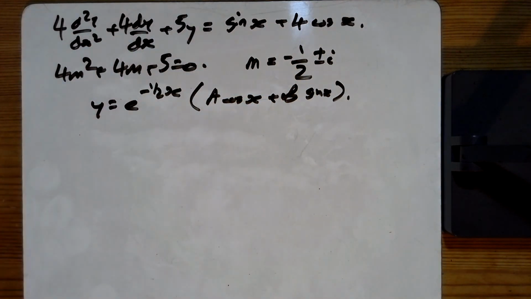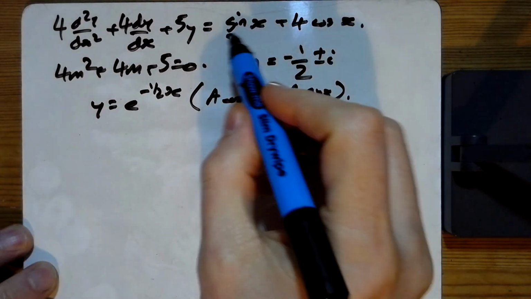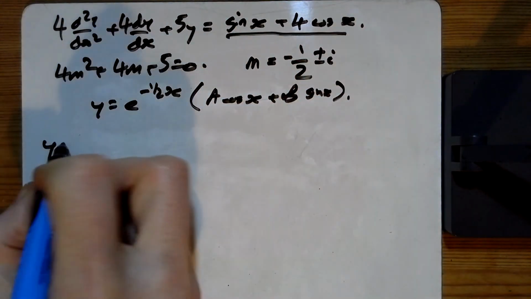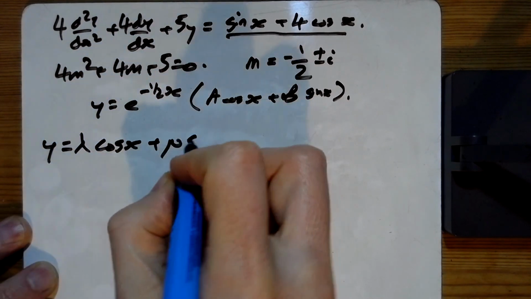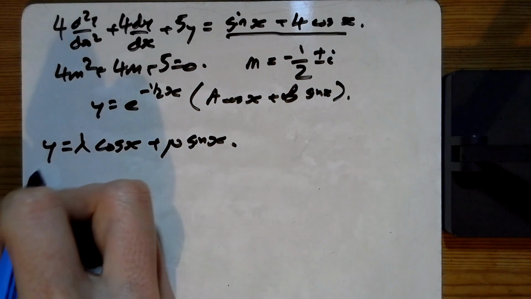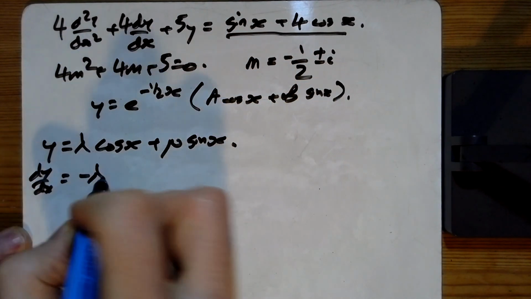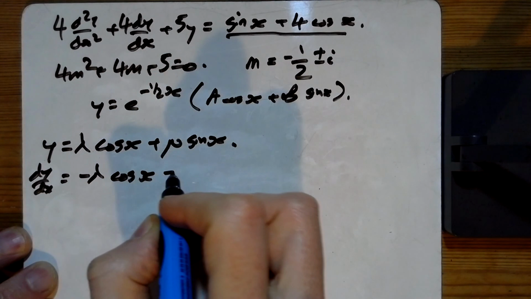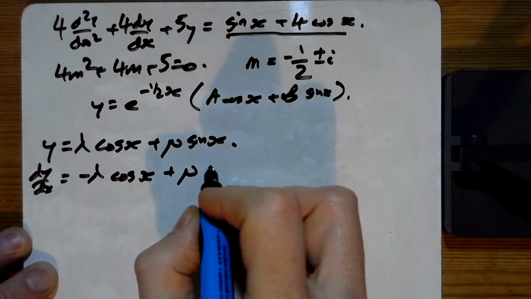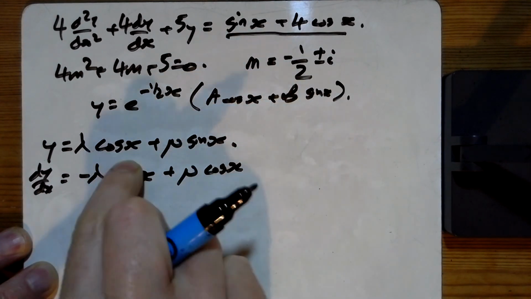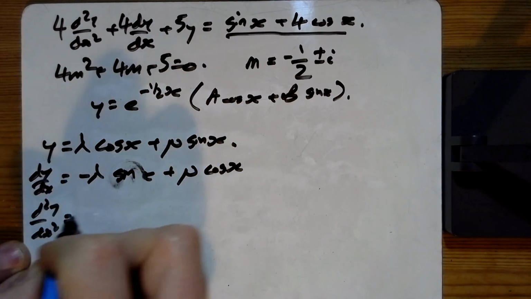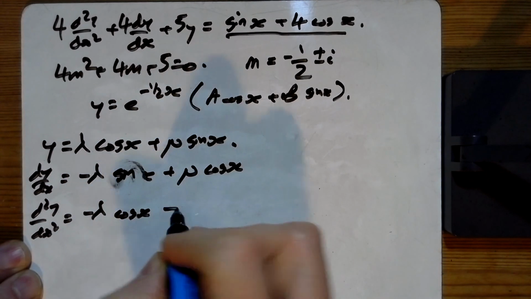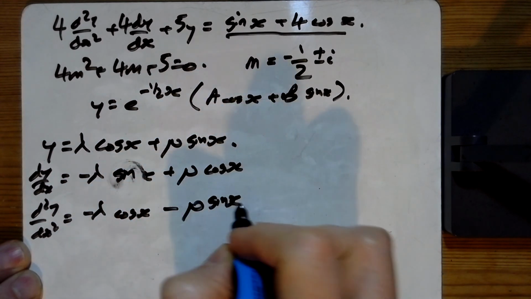Going on from there then, let's think about that. Yeah, so the right hand side is a piece of trig, so we're going to start with lambda cos x plus mu sin x. That's what we can try. dy by dx, differentiating that, goes to minus lambda sin x plus mu cos x. And differentiating again, we get minus lambda cos x minus mu sin x.